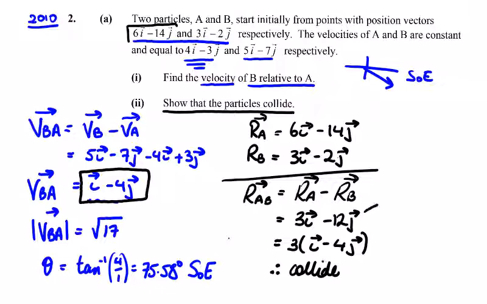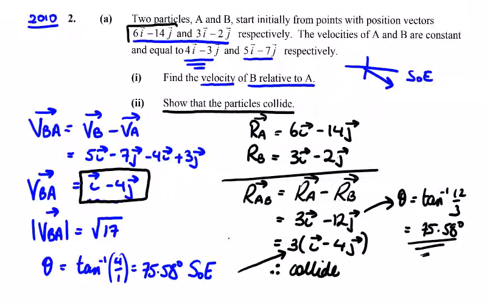You can also say that the angle here, theta, is equal to the inverse tan of 12 over 3, which is also equal to 75.58 degrees. So these two definitely collide, and this constant in here will be when t is equal to 3.